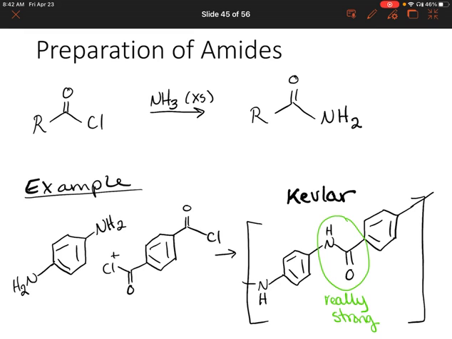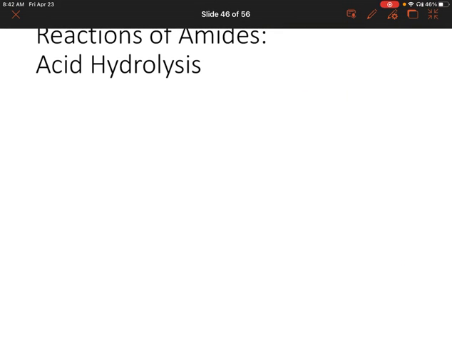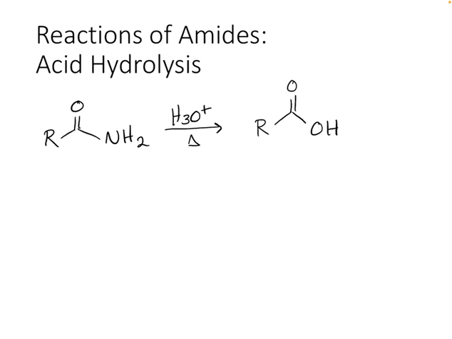All right, so let's talk about reactions that amides can perform. The first one is acid hydrolysis. So similar to other hydrolysis reactions that we've seen, we're taking our carboxylic acid derivative. We're adding either acid or base, depending on the reaction. And that's going to get us back to the original carboxylic acid and our other starting material. So here we have our amide, and we're just going to react this with some acid and heat, and that's going to give us a carboxylic acid. And in this case, we're going to see the ammonium ion as our other product.